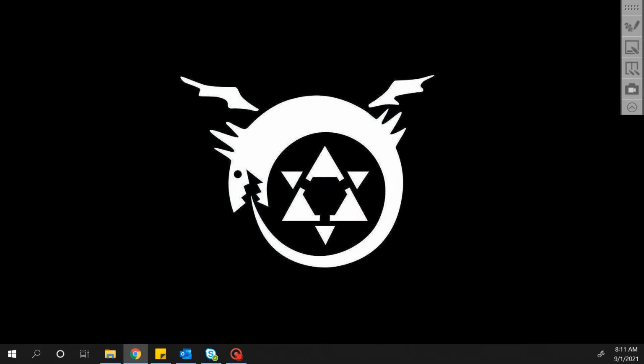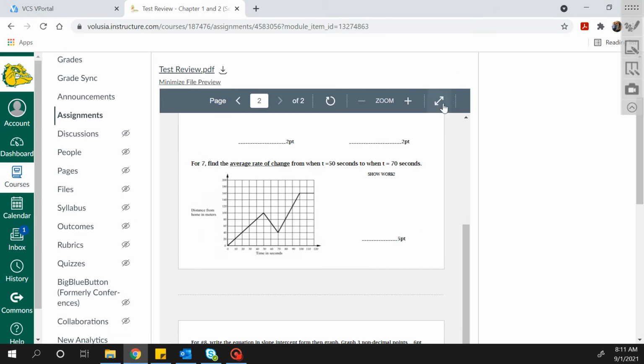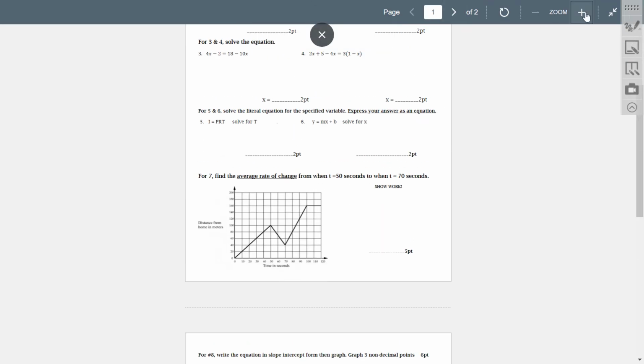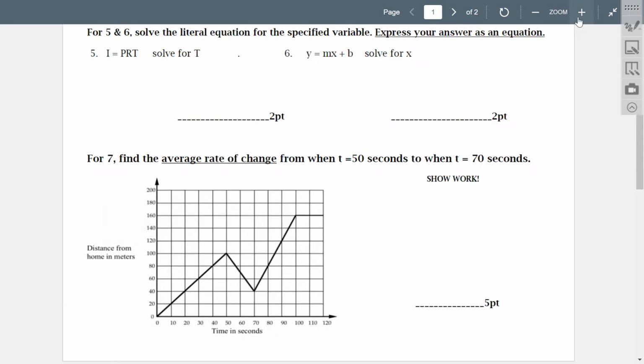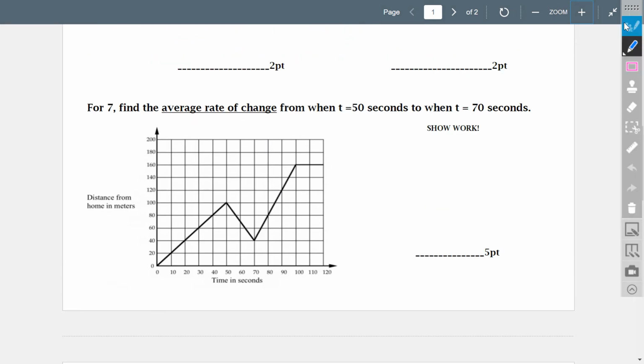Now for this next one, we need to actually look at the graph here. Okay, so it says find the average rate of change when t equals 50 seconds to when t equals 70 seconds. So remember what average rate of change is. It's change in something over change in something, and it's always change in y over change in x.